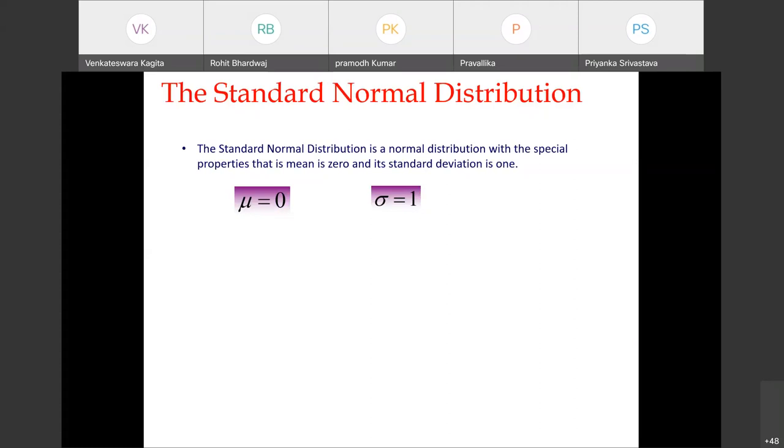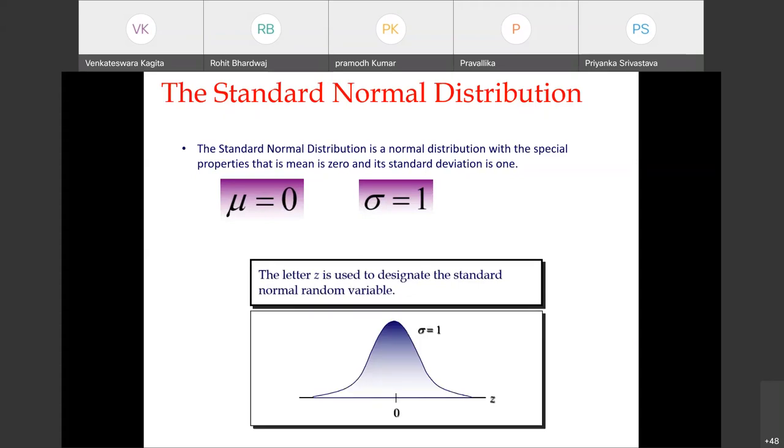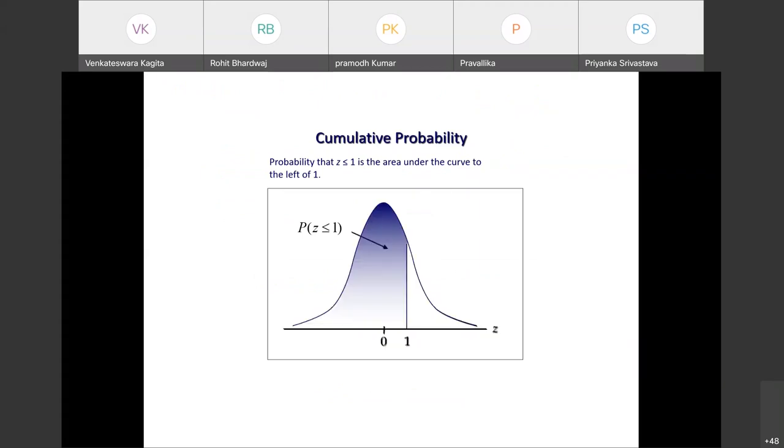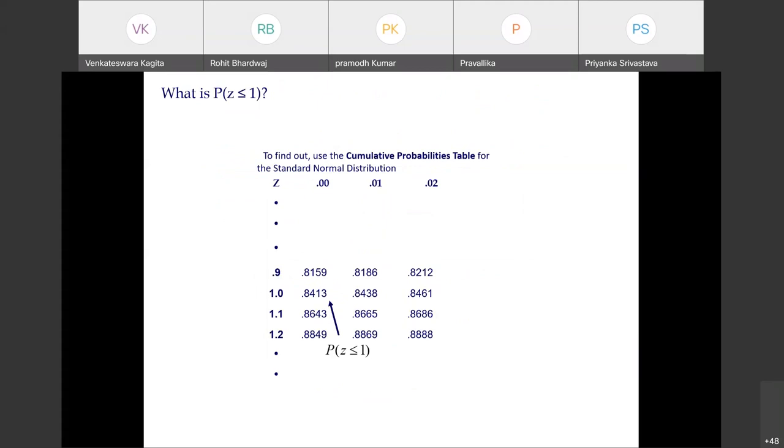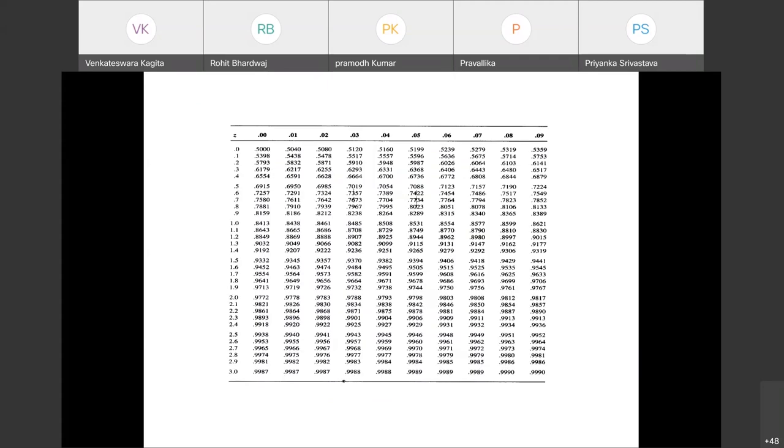The standard normal distribution is a special case of the normal distribution with zero mean and standard deviation 1, right? Let's say that the letter Z is used to designate the standard normal variable. So the probability that Z is less than or equal to 1 is the area under the curve to the left of 1, right? There is a cumulative probability table for the standard normal distribution, something like this. We call it the cumulative probability distribution table.